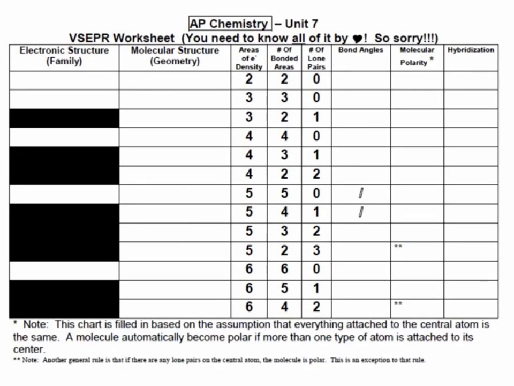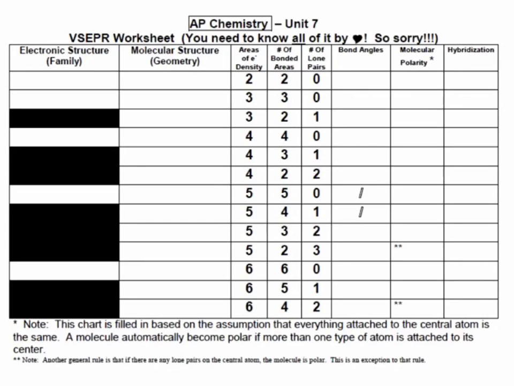Okay, so on this chart, you will see that we have the electronic structure, which is the families, and then you have the geometry, the actual shape of it. The next line says the areas of electron density. So how many areas of electrons are there around the central atom? Then you have your number of bonded atoms, bonded areas, and then your number of lone pair electrons. And then you have your angles, and then the polarity.